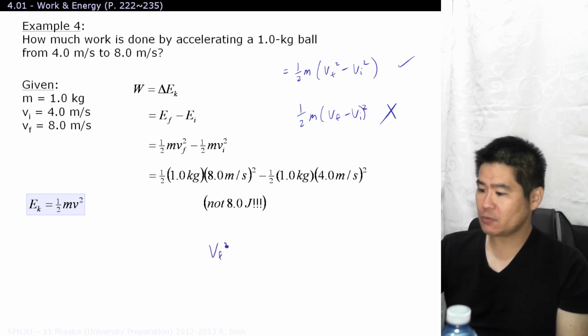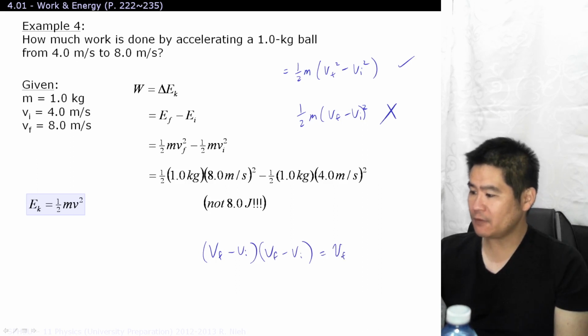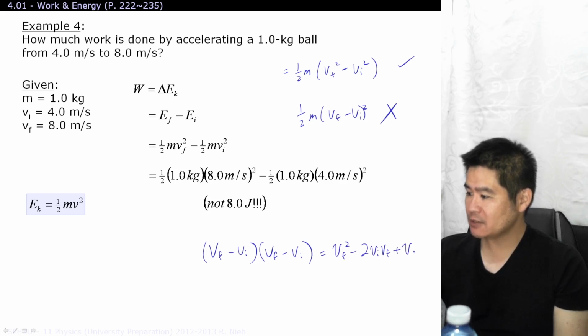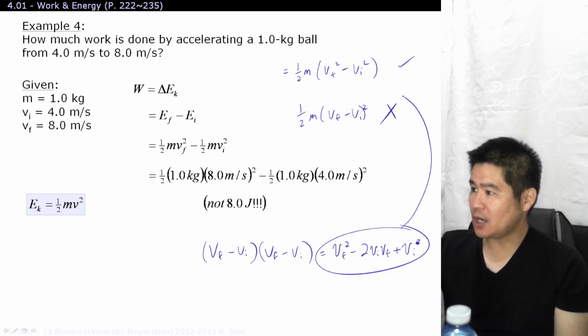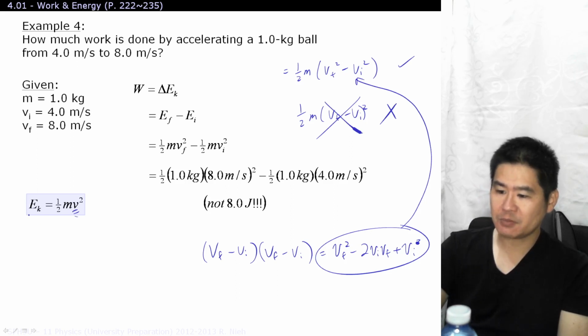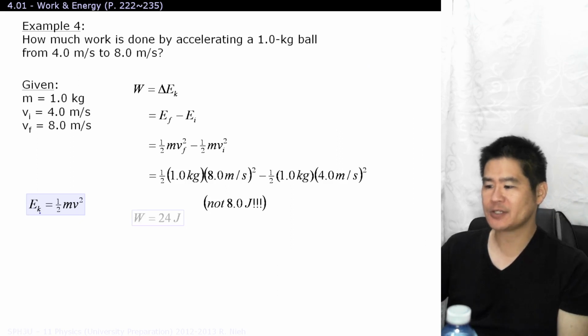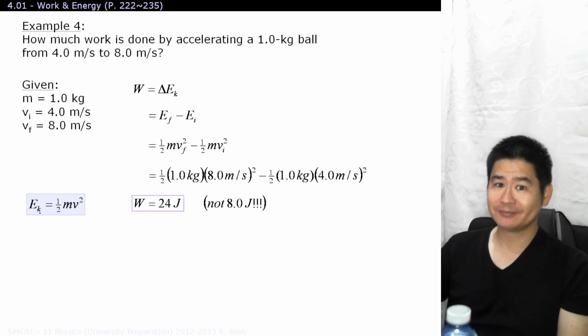Remember, (vf minus vi) squared, if you expand it out, it'll be this. If you remember FOIL, you're going to get vf squared minus 2 vi vf plus vi squared, and this does not look like that. That's the very reason why you can't do that. Mathematically, it doesn't work out, and due to the nature of the relationship between speed and energy, it's not linear. You can't just blatantly subtract them. You've got to sit down and put in the work. Pun intended.